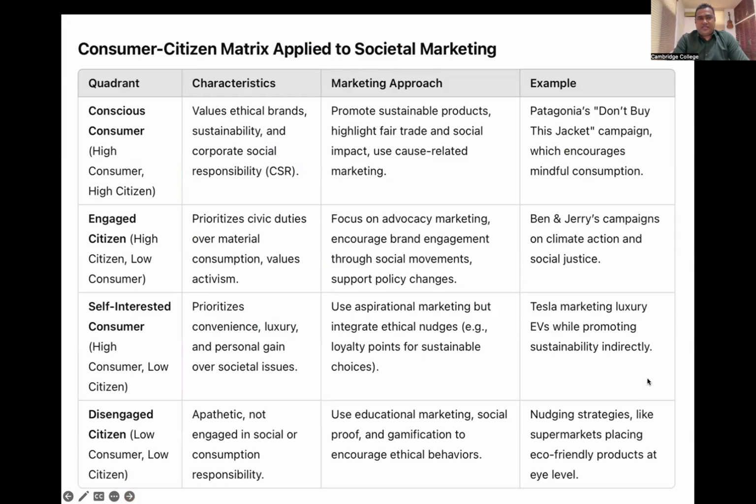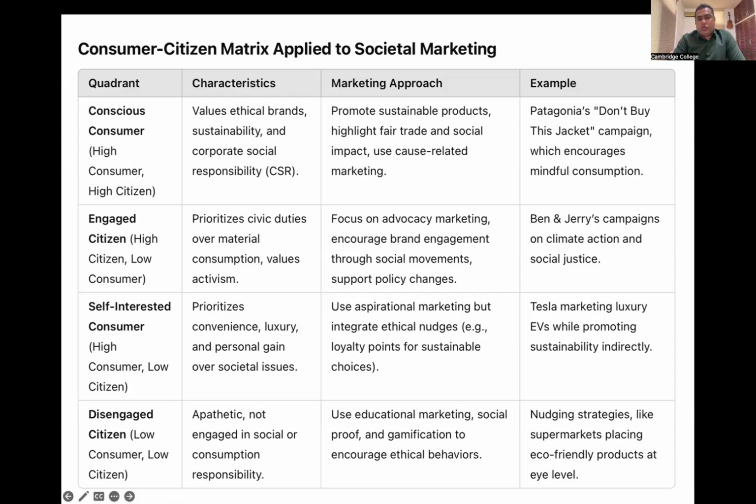So now let's look at these four quadrants in detail with examples. If you look at the consumer citizen matrix applied to societal marketing, this is an important slide. Let's start with the conscious consumer, high and high: values ethical brands, sustainability, and corporate social responsibility. The marketing approach should be to promote sustainable products, highlight fair trade and social impact, use cause-related marketing. Example, Patagonia's Don't Buy This Jacket campaign, which encourages mindful consumption. Engaged citizen: prioritizes civic duties over material consumption, values activism. Focus on advocacy marketing, encourage brand engagement through social movements, support policy changes. Example, Ben and Jerry's campaign on climate action and social justice.